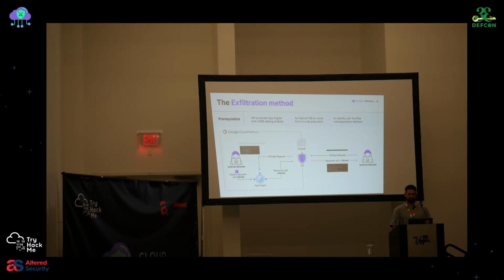So these 3 steps can be automated to happen over and over. The internal attacker deploys a new version with a new secret, and then the external attacker fetches it from the outside. And then the internal attacker deploys a new version with a new secret, and the external attacker fetches it from the outside.